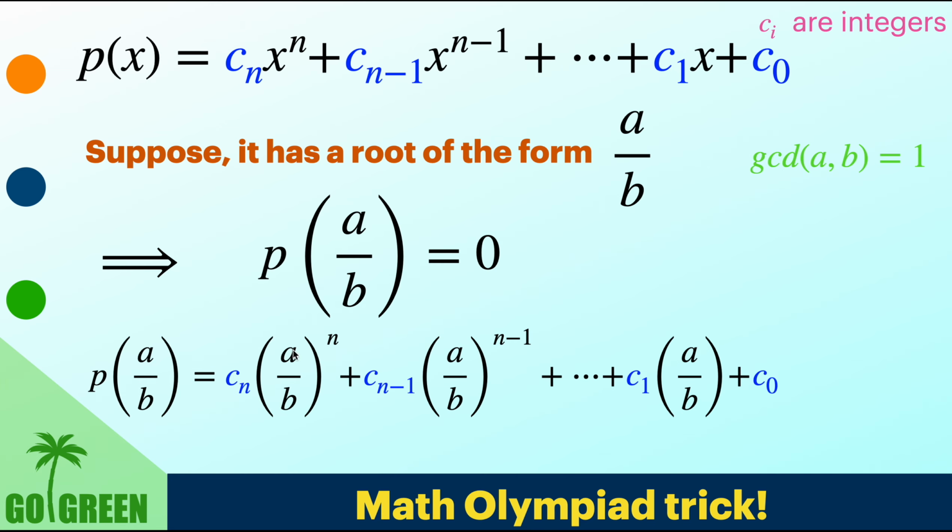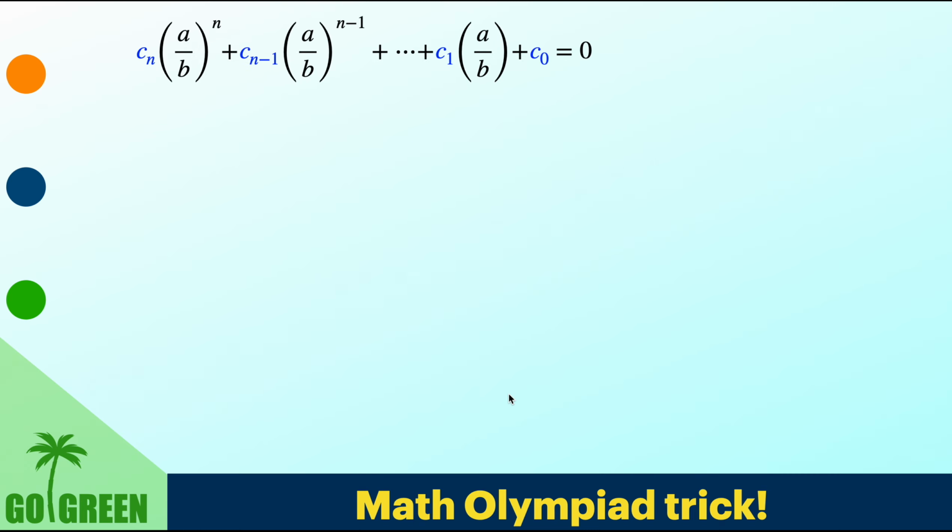So what is the value of this expression? c_n (a/b)^n and so on. It is just 0, simply because P(a/b) is 0, a/b being a root of this polynomial. This is actually super easy. Let us record this in the next slide: c_n (a/b)^n plus c_(n-1) (a/b)^(n-1) and so on is actually 0.